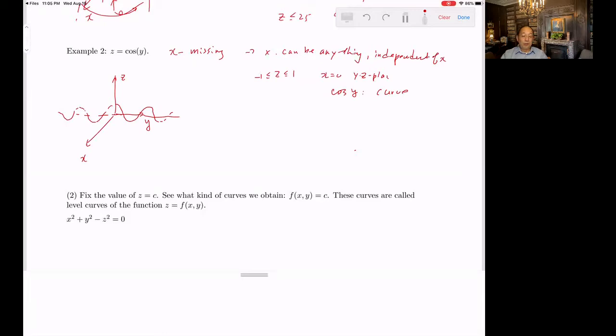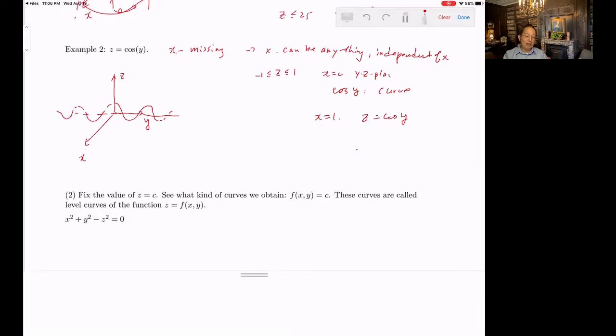Now, you will see it doesn't really matter. If x is equal to 1, you still have z is equal to cosine y. So what it means is that this curve is moved along the x-axis exactly in the same way. How can we do that? We can draw a few parallel lines like this to indicate that it slides along the x direction. Or you can draw a little bit more, like that.